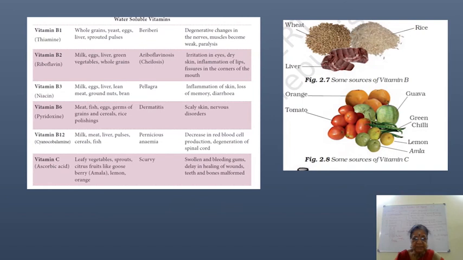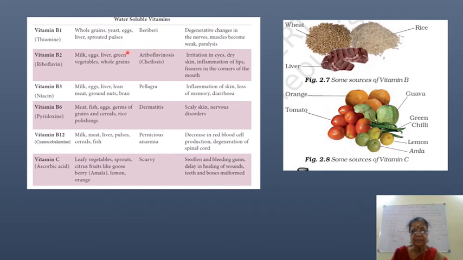Next one is about water soluble vitamins: vitamin B1, thiamine; B2, riboflavin; B3, niacin; B6, pyridoxine; B12, cyanocobalamin. இதெல்லாம் B complex. Vitamin C, ascorbic acid. இந்த tabular column ரொம்ப important, உனக்கு படிக்கணும். சரியா? Then sources, நீ இதை அப்படியே பார்த்துக்கோ.